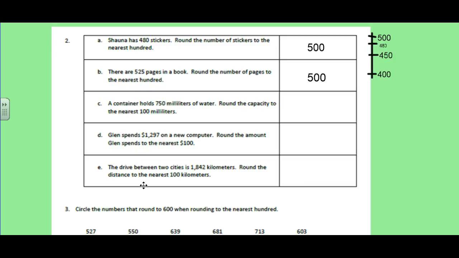Okay, so 750 I know has 7 hundreds, and then one more hundred from 700 would be 800. So that tells me that 750 is going to be in between 700 and 800. And 750 is actually the halfway point between 700 and 800. And anytime that we're at the halfway point, we automatically round up. So 750 rounds to 800. Once again, I hope that you could have done that without the number line.